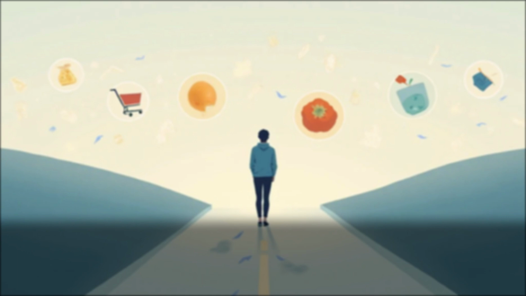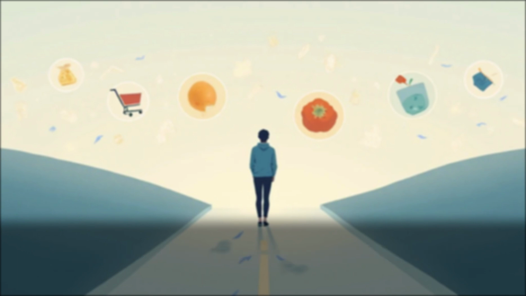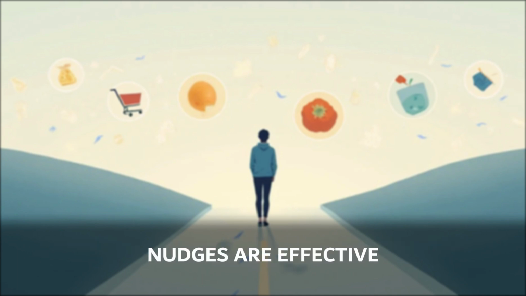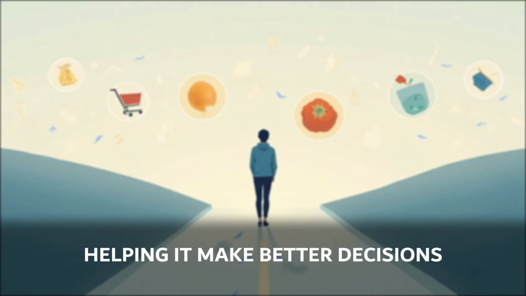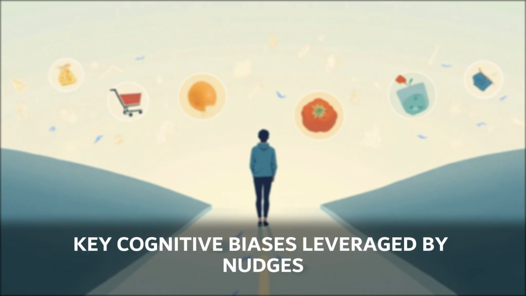System 2. Slow, analytical, rational thinking. It requires effort and is used for complex calculations and conscious reflections. Most of the time, we are governed by System 1. Nudges are effective precisely because they appeal to this automatic system, helping it make better decisions without engaging the energy-intensive System 2.